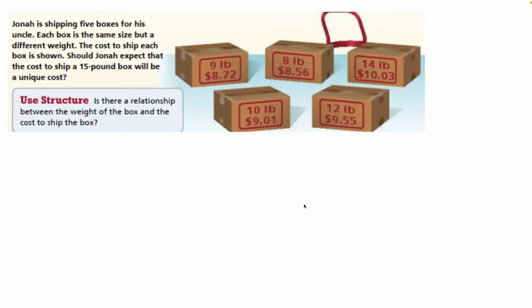So hopefully that makes sense. Okay, and here is a word problem. Jonah is shipping 5 boxes for his uncle. Each box is the same size but a different weight. You see the different weights? The cost to ship each box is shown here. Okay. Should Jonah expect that the cost to ship a 15-pound box will be a unique cost? Which means we are finding the specific relationship between the weight and the cost. So let's find the rule for this.